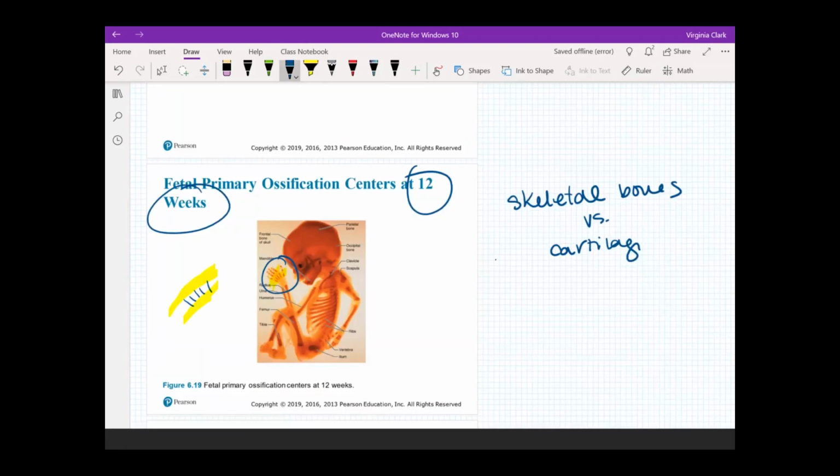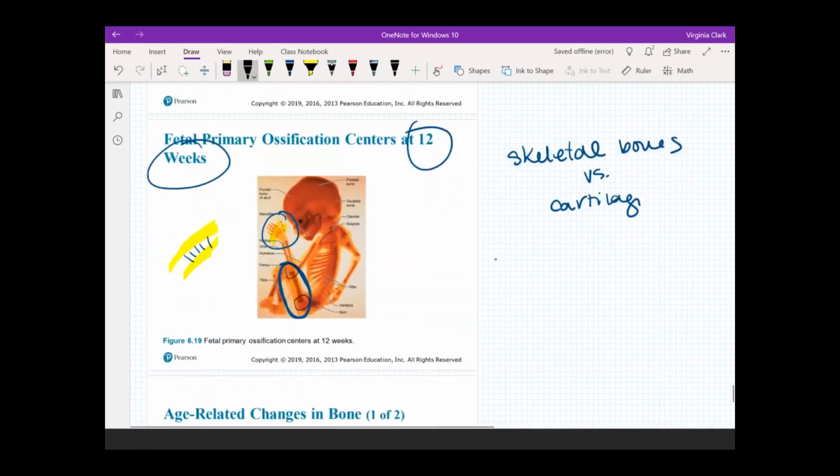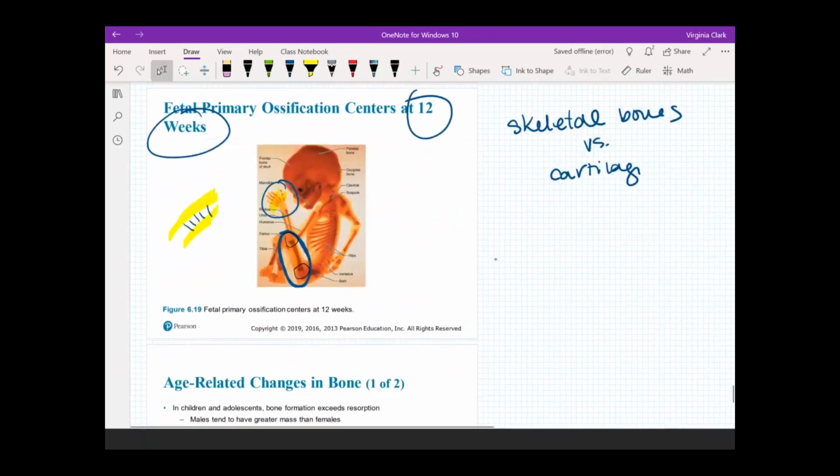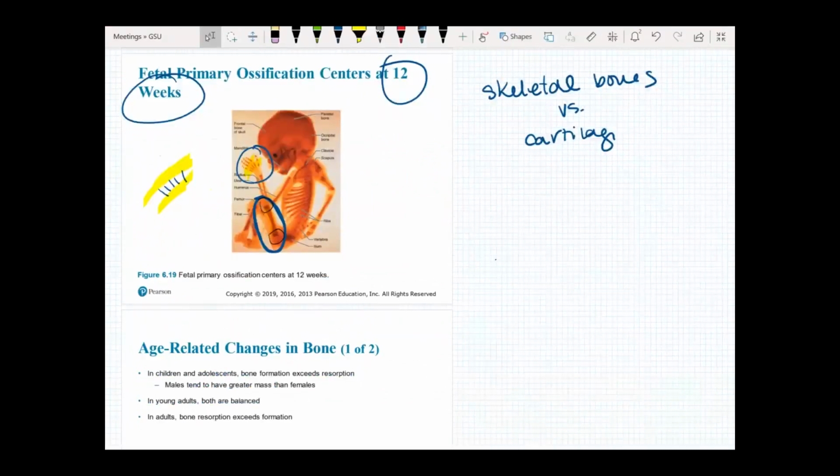Another place that's really good to see it is the femur right here. You can see this is the diaphysis, but what you are lacking right here is a hardened epiphysis. So you can see straight through the ends of the bones because they are still cartilage and will continue to be cartilage up until birth. So that's wrapping up this last section of chapter 6.